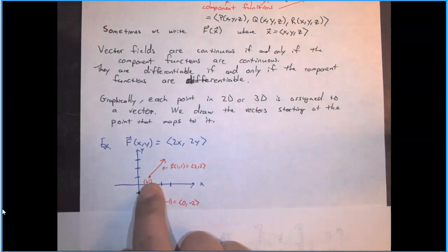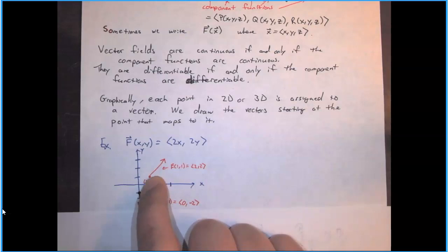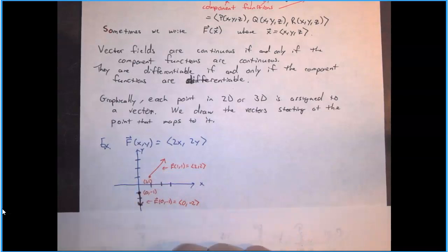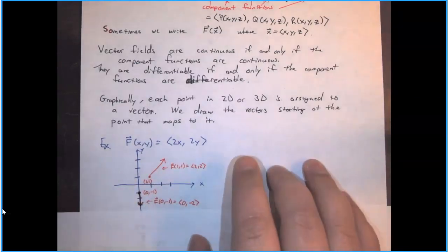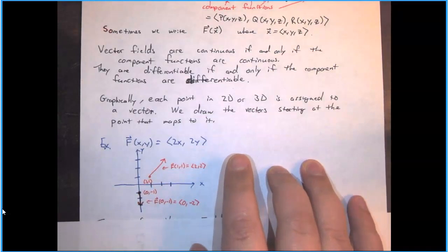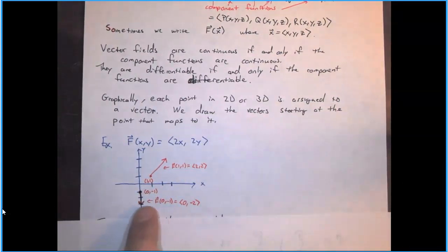This point 1, 1 was the input, and then starting at that input value, I draw the vector, that's the output. So the vector starts at the input value. So this is the vector 2, 2. Now this plot isn't drawn to scale, but just to get the idea, here's another example.